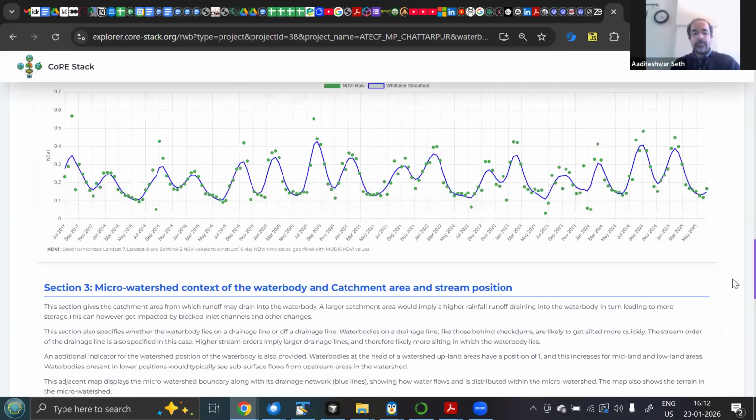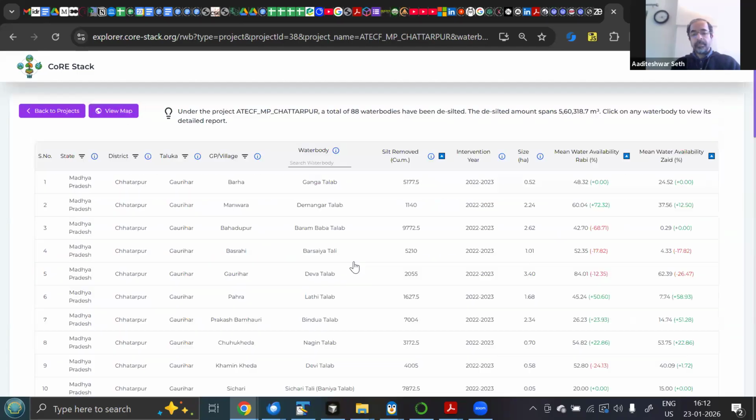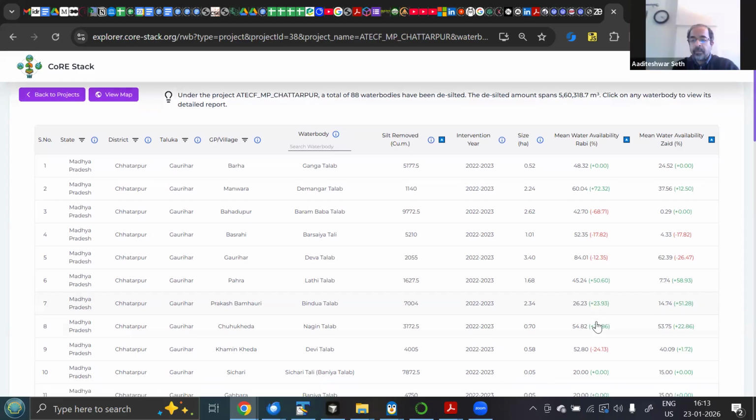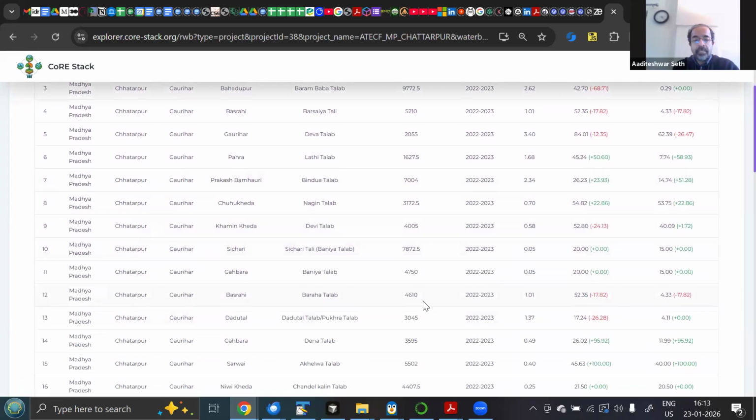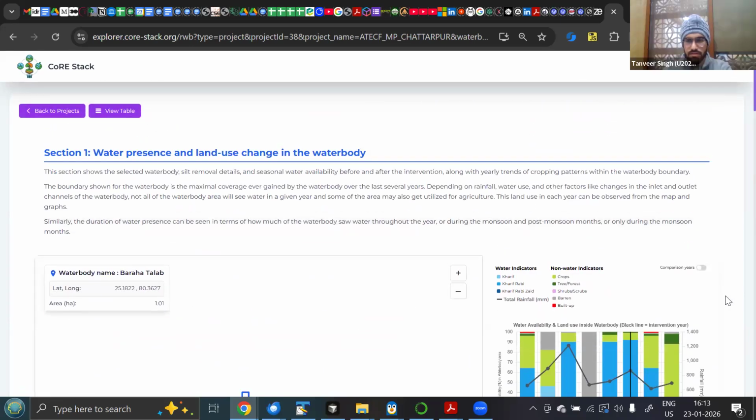So now let's say if we want to, what we are showing over here is that in Bindua Talab, post-intervention, Rabi water improved. So winter water, availability of water during winters improved by 23%. And availability of water during the summers improved by 51%. Now in some water bodies it's improving. In some, in fact, it did not improve that much, which is also interesting.